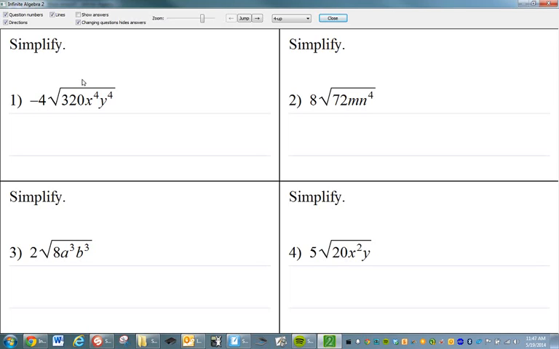I have a cubed. How many groups of 2 are there in 3? 1. So this becomes a times the square root of a. I have b cubed. How many groups of 2 are there in 3? It's like it's a trick question. It's not a trick question. It's 1. So I get 2 times a times b times the square root of 2 times a times b. So I get 4ab times the square root of 2.